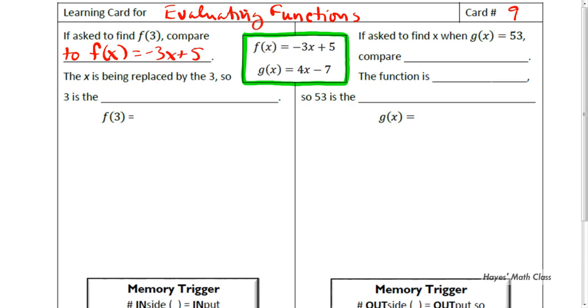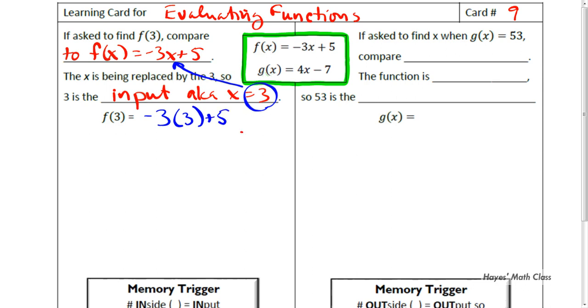The x is being replaced by the 3, so the 3 is the input, aka x equals 3. Aka is also known as, for those of you guys who aren't as old as I am. So what you're going to do here is that effectively I'm going to take this 3 and I'm going to plug it right in there for that x. And I'm going to replace it. The x is going to disappear. It's going to become a 3. So this f of 3 is going to become negative 3 times 3 plus 5.